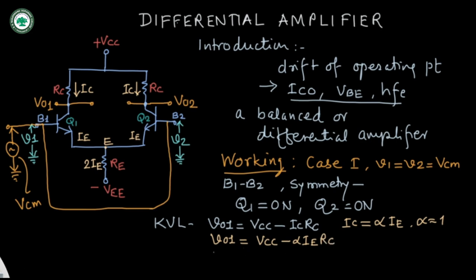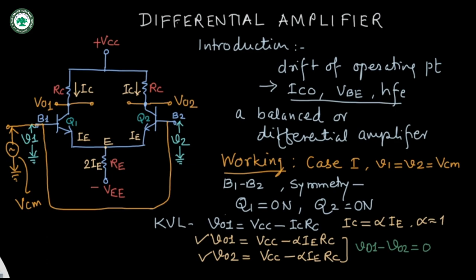We can use the same analogy for the second transistor also, and we will get the voltage VO2 equal to VCC minus alpha into IE into RC. As VO1 is the same as VO2, what is the difference between VO1 and VO2? That will be given by VO1 minus VO2, which is equal to 0.